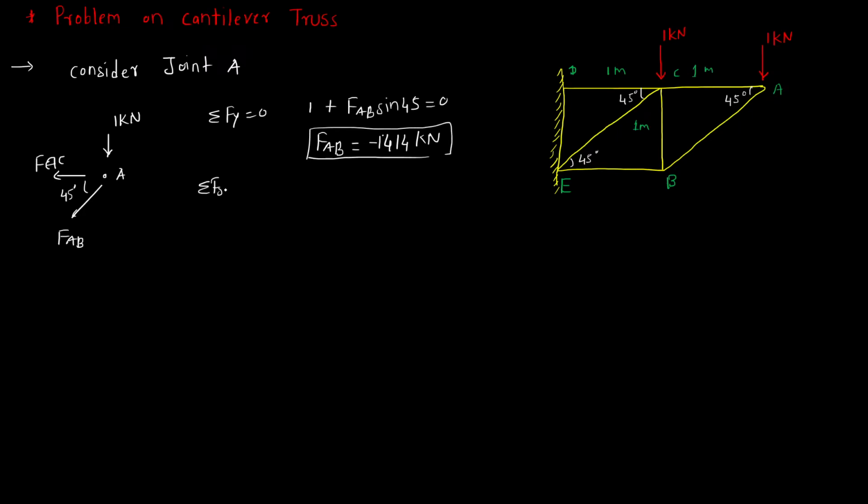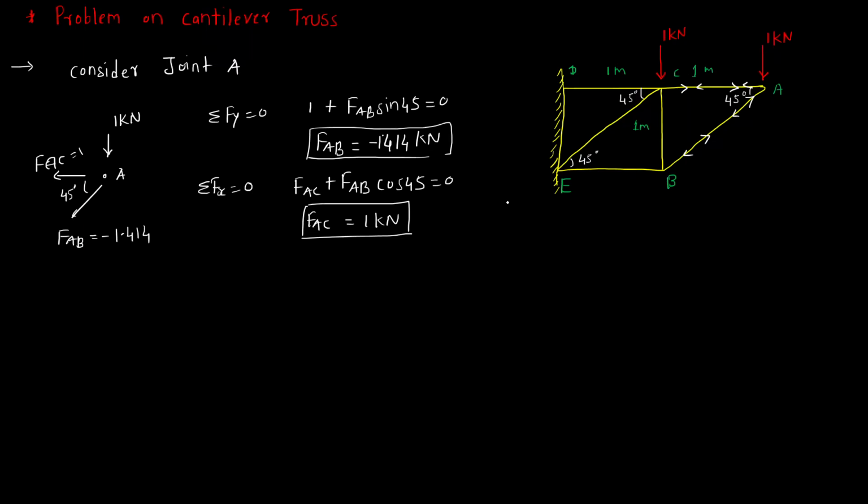Now we'll use sigma Fx is equal to 0. By using sigma Fx is equal to 0, we'll get FAC plus FAB cos 45 is equal to 0. So after calculating, we'll get FAC as 1 kilonewton. So FAC is 1 and FAB is minus 1.414. So the direction here is towards the joint, that means the member is in compression. And for FAC, the direction is away from the joint, that means the member is in tension.